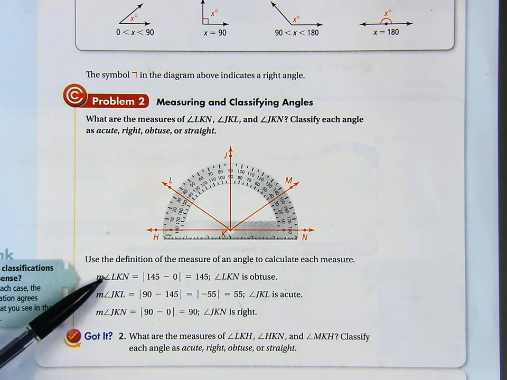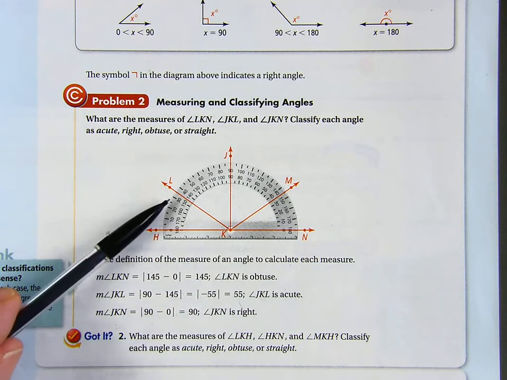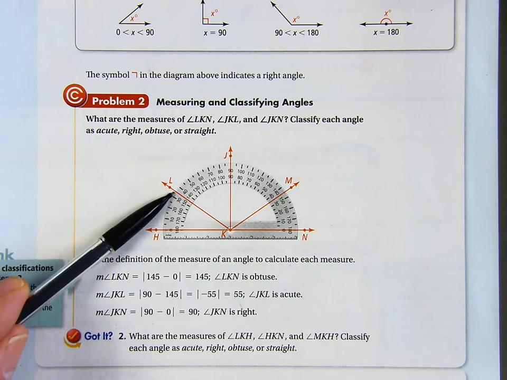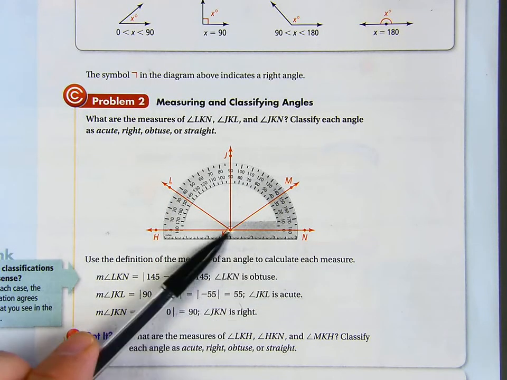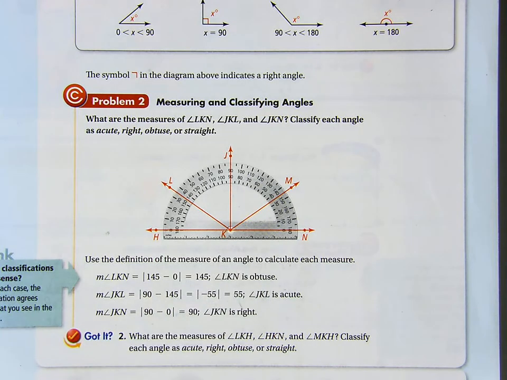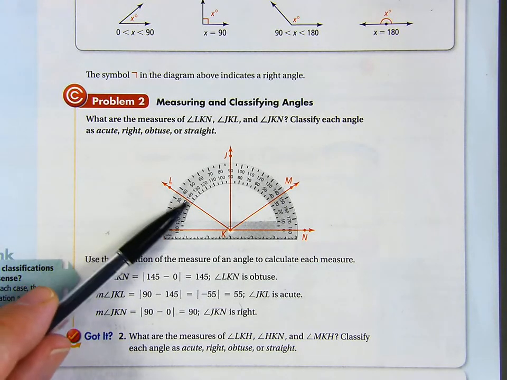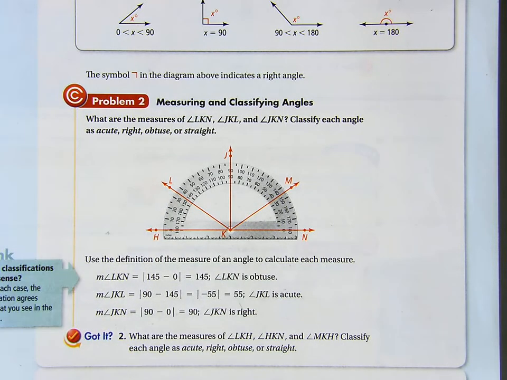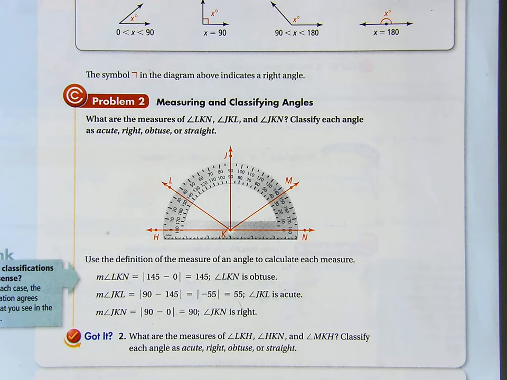First of all, angle LKN. Well, the good thing about LKN is all we have to do is get the coordinate on the ray KL, which is 145, and subtract 0, because the ray KN corresponds to 0. So it's a 145-degree angle and it's obtuse. And again, by looking at the angle, we know we're going to use the bigger set of numbers rather than that smaller one. We know that's not a 35-degree angle because it's larger than that. It's obtuse. It's more than a right angle, a 90-degree angle.